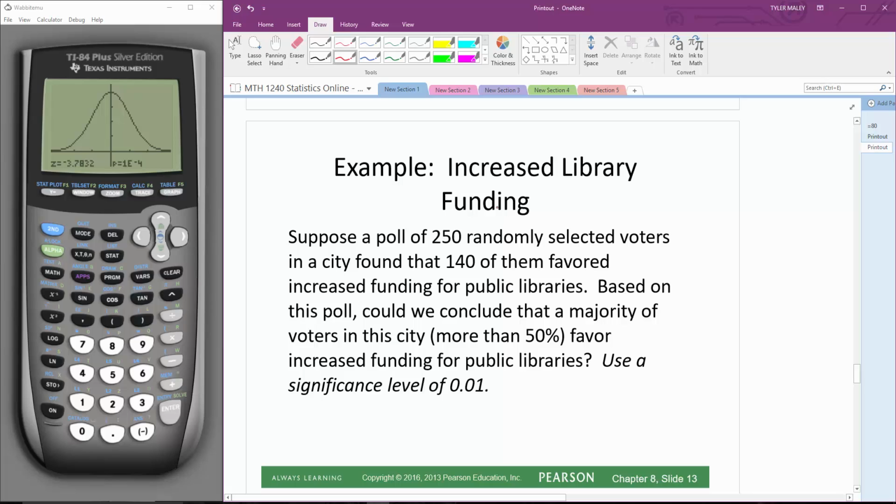So here's another example. Suppose a poll of 250 randomly selected voters in a city found that 140 of them favored increased funding for public libraries. Based on this poll, could we conclude that a majority of voters in this city, more than 50%, favor increased funding for public libraries? Use a significance level of 0.01. So this is telling me alpha is 0.01, that significance level.